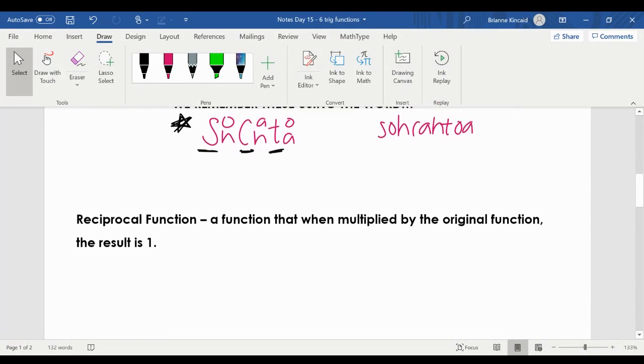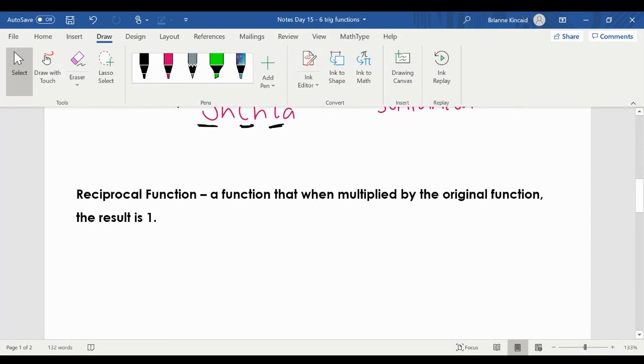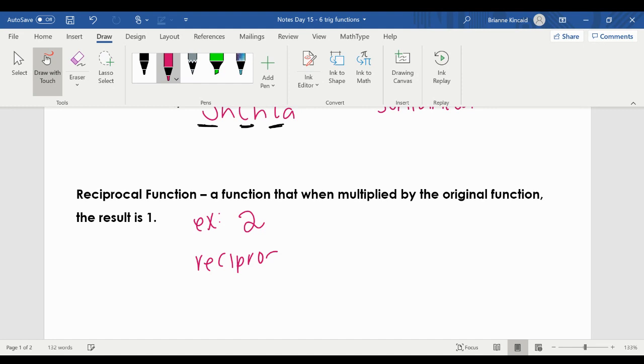We also have three reciprocal functions. So if you remember, a reciprocal function is a function that when multiplied by the original, the result is 1. So for example, if I started with the number 2, the reciprocal of 2, you flip the numerator and the denominator, so it becomes 1 over 2. Because if you were to multiply 2 by 1/2, you would get 1.